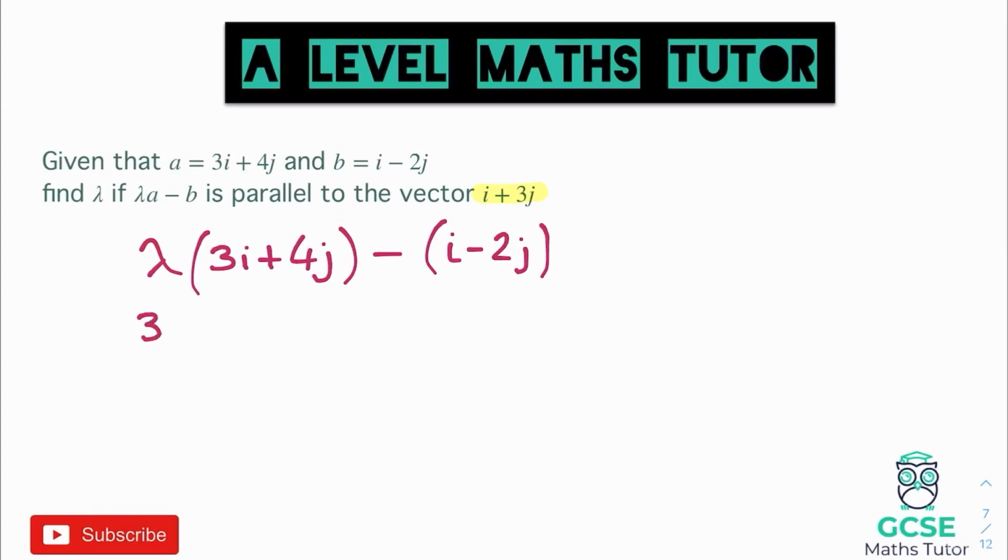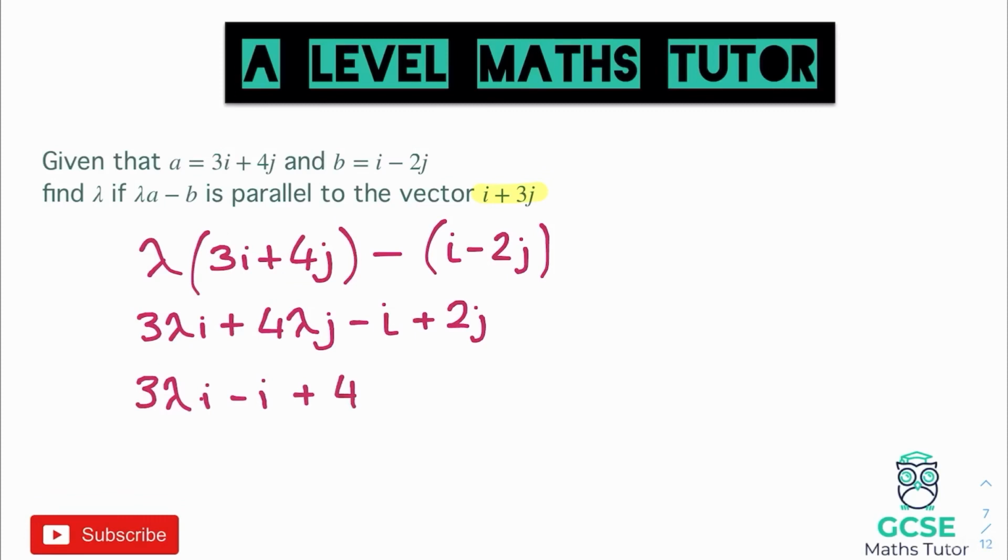So we have 3 lambda i plus 4 lambda j, and then we're going to take away i and also take away the negative 2, which makes it plus 2j. And there we go, that's all of those pieces listed out. Now again, we want to have a look at the coefficients of i and the coefficients of j separately, so let's join them together. So we've got the 3 lambda i, and we've also got the minus i, so we'll just put minus i, and then we've got plus 4 lambda j plus the 2j.